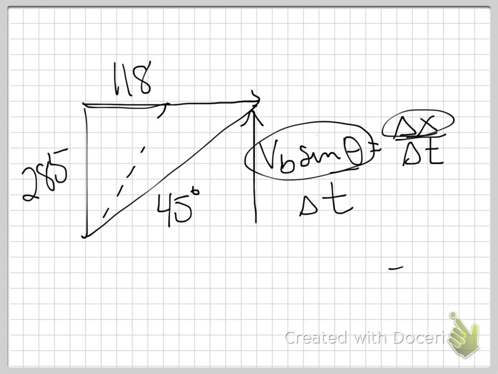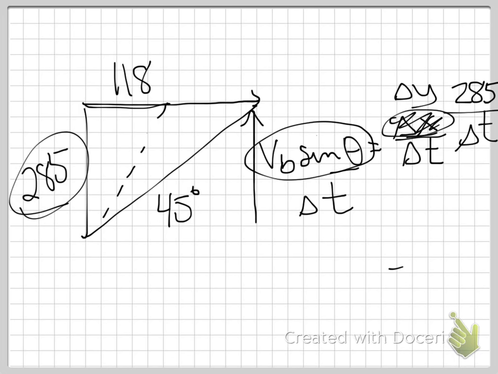All right, and then based on, do this for delta y. Delta y over delta t, because you know what delta y is. It's 285. And you know that VB sine theta is just going to be whatever the speed of the boat is times the sine of 45. That will tell you what delta t is. And then plug that in for VB cosine of theta equals delta x over delta t.